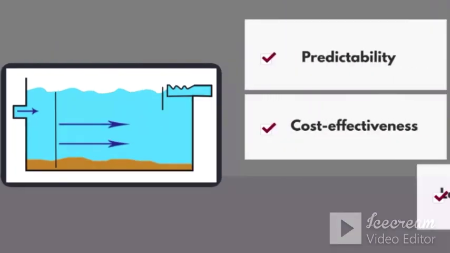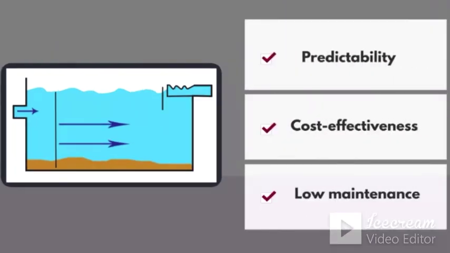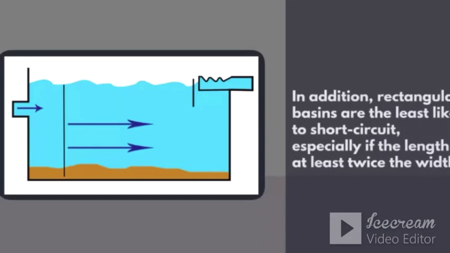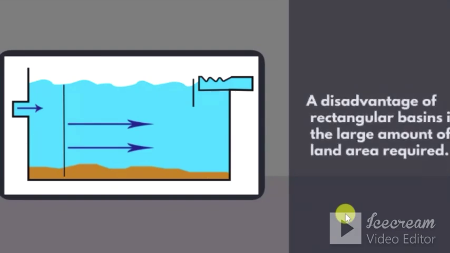Rectangular basins have a variety of advantages: predictability, cost-effectiveness, and low maintenance. In addition, rectangular basins are the least likely to short-circuit, especially if the length is at least twice the width. A disadvantage of a rectangular basin is the large amount of land area required.